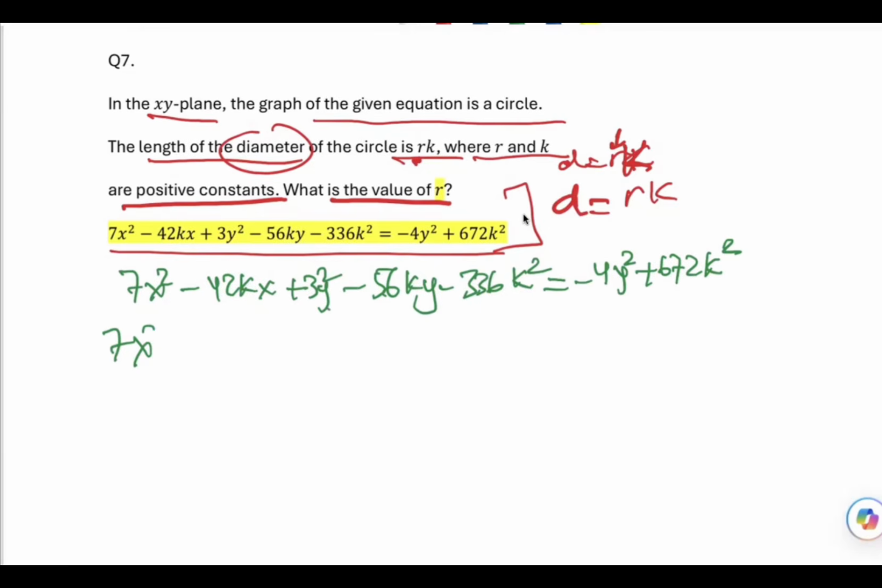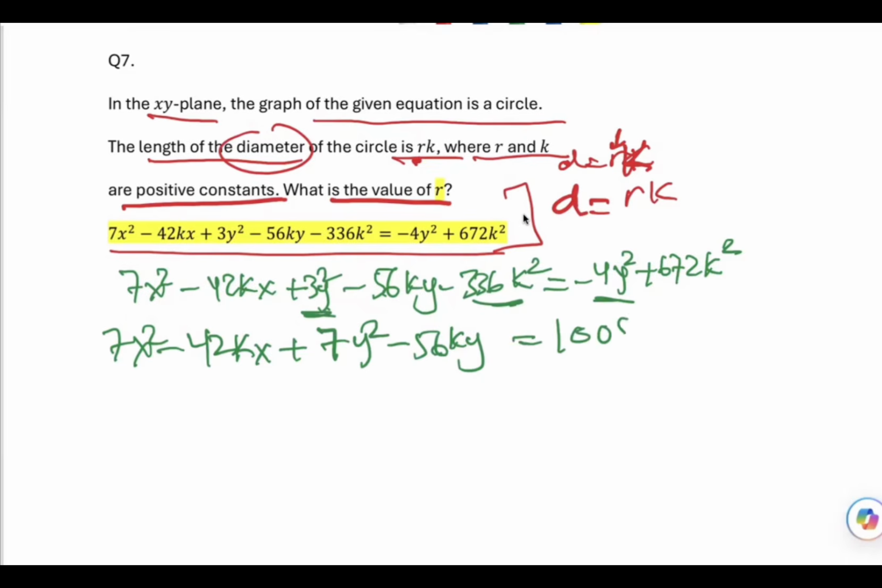I have 7x squared, 42kx. I see 3y and what? 4y. Negative go here become what? 7y squared. Now I have 56ky. I'm going to take the k, it's a constant, it goes there. So I have 672 plus 336. This is 1008k squared. Then you can do your stuff.